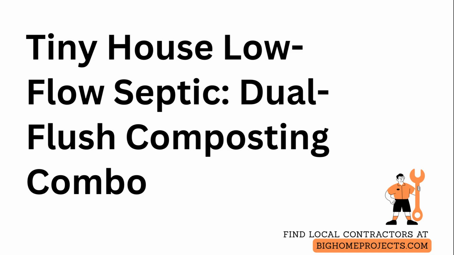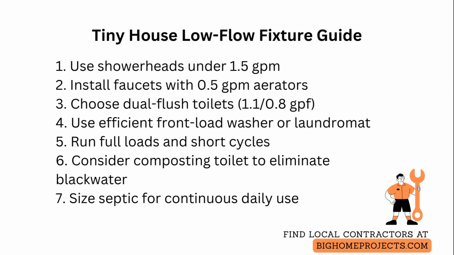Choosing low-flow fixtures for a tiny house septic system cuts water use and eases drainfield demand immediately. Start by prioritizing fixture flow rates under 1.5 gallons per minute for showers and 0.5 gallons per minute aerators for faucets to reduce graywater volume and slow septic tank fill rates. Install a dual flush toilet that uses no more than 1.1 gallons for a full flush and about 0.8 gallons for a partial flush to cut blackwater generation while preserving functionality.